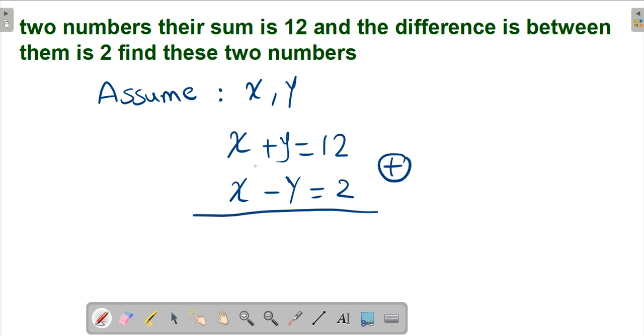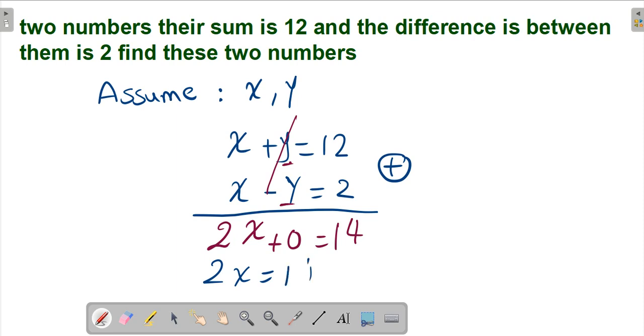Simply add. X and X, like Ben and Ben, cat and cat, dog and dog, donkey and donkey. There are two cats, two dogs, two donkeys. So I have 2x. You have y and negative y. You gain, for example, 10 and you lost 10 again, so you have 0 equal 12 plus 2 equal 14. Then 2x plus 0 equal 2x equal 14.